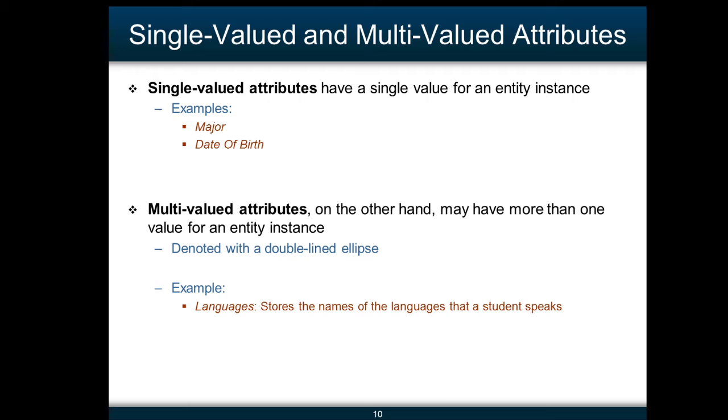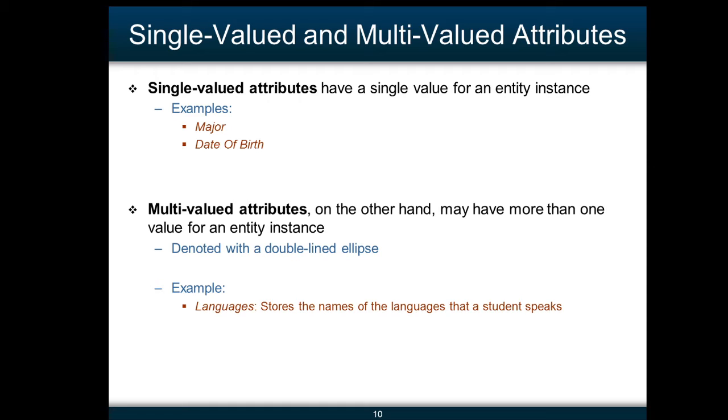We also have the types of attributes called single-valued and multi-valued. Single-valued attributes have a single value for an entity instance. Examples: the major, the date of birth. For example, a student can have only one major, or the student only has one date of birth.